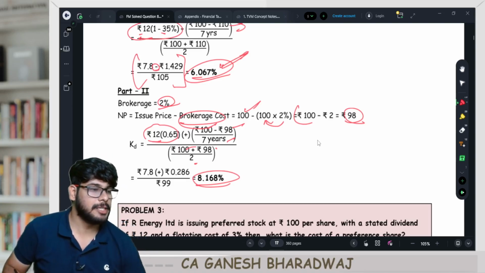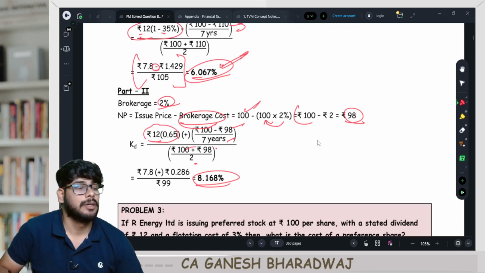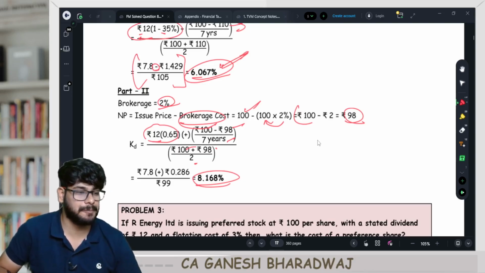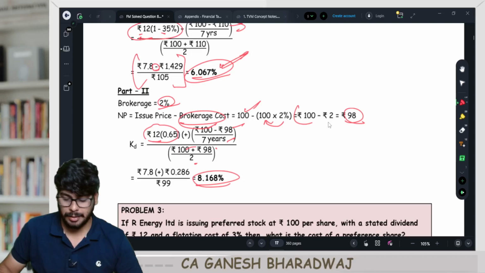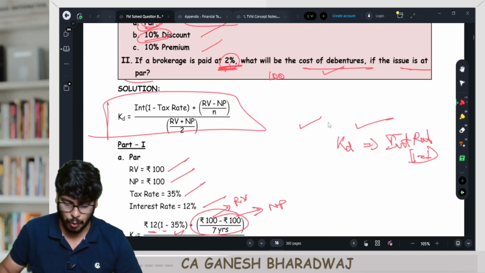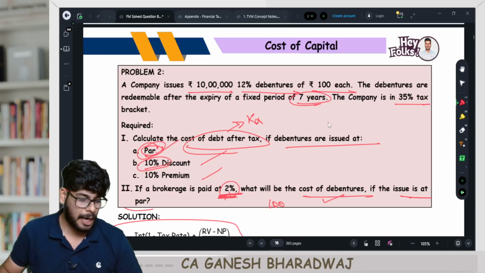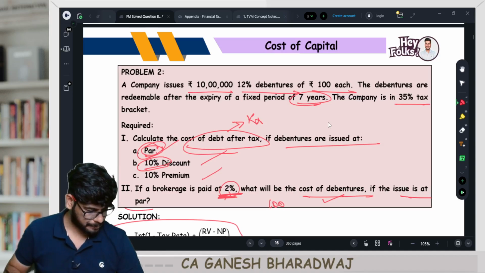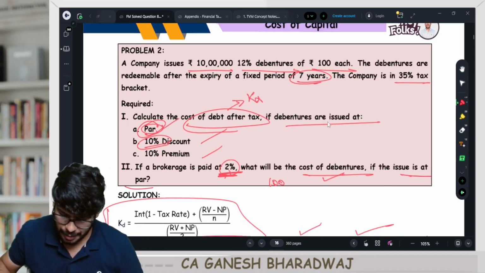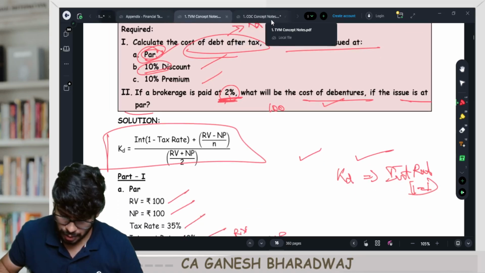Question number 2, give all the page number referencing and write down. Cost of redeemable debenture, within bracket formula method, hyphen par stroke premium stroke discount.